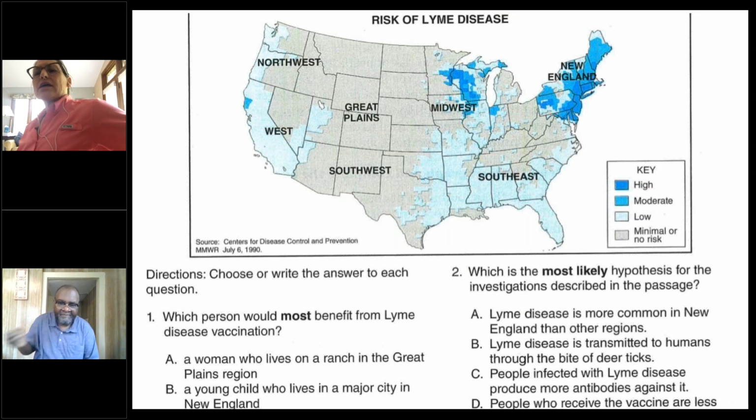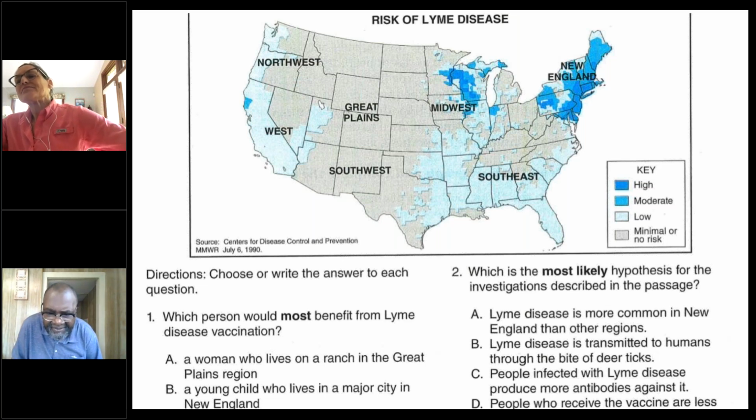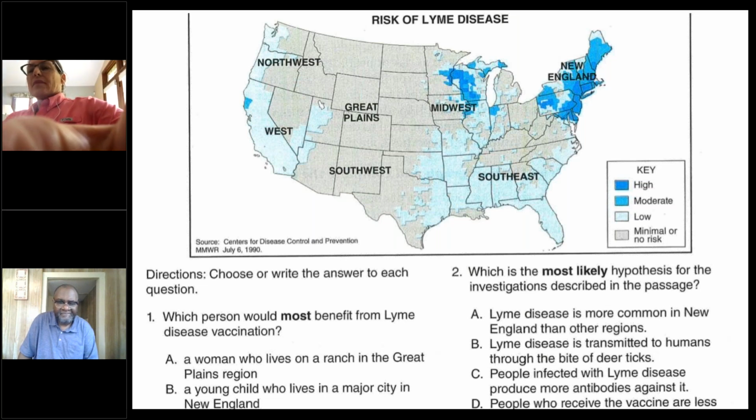Right. So let's look at the key and what information the key is giving us. If you wanted to know where the high risk of Lyme disease is, what color would that be? Blue, dark blue. Right. And then the moderate is like aqua, and low is very light blue. And then what does the gray represent? Look at the key. Moderate, no risk. So not a lot of risk of Lyme disease. Okay, so now that key is important, and we understand what those colors mean.